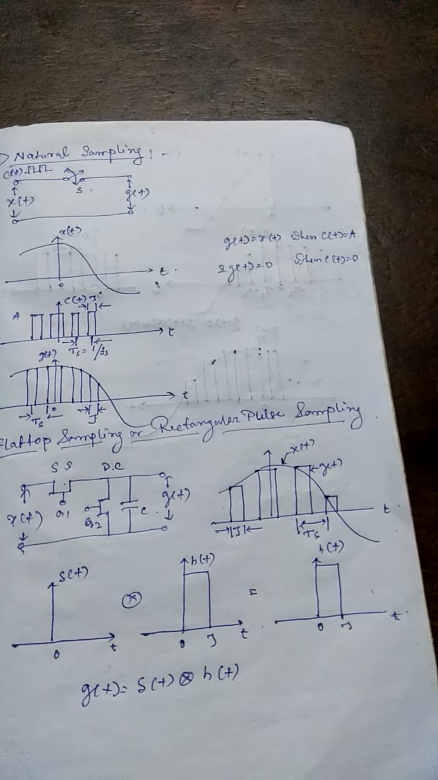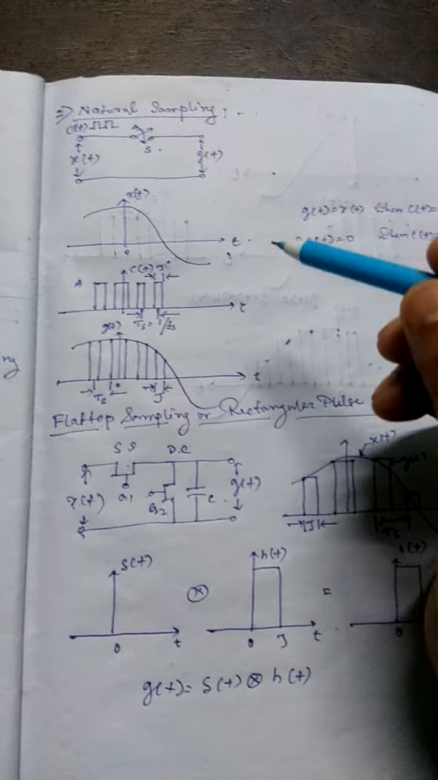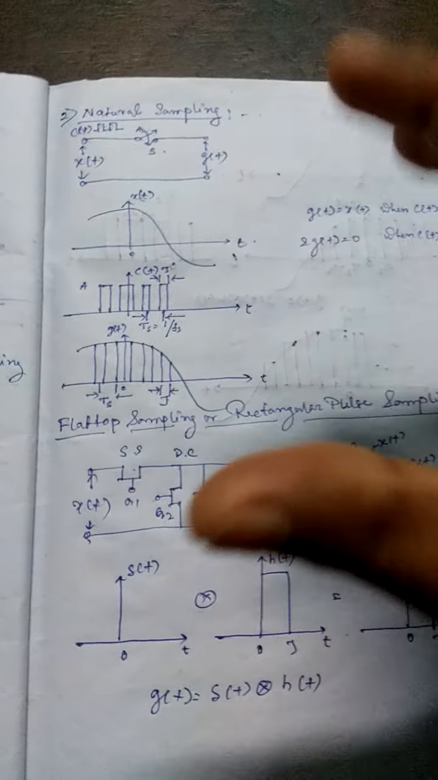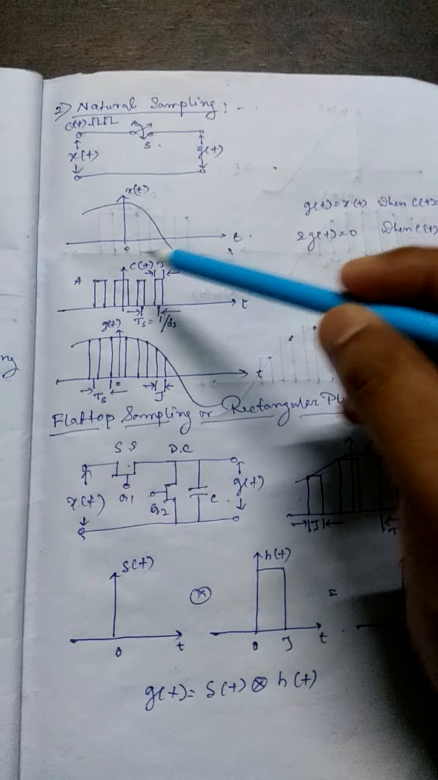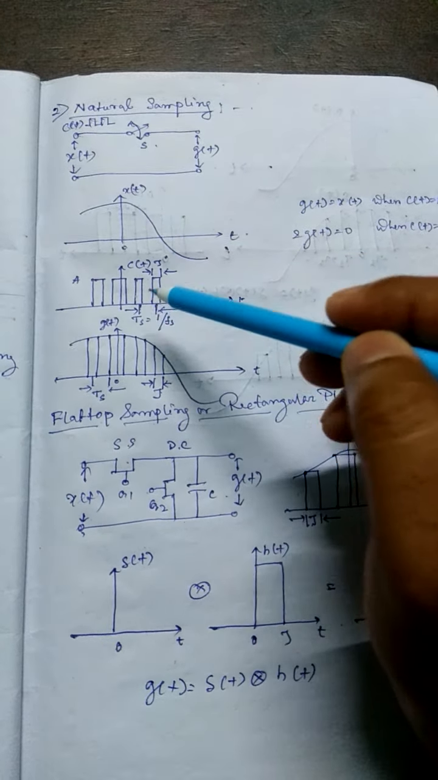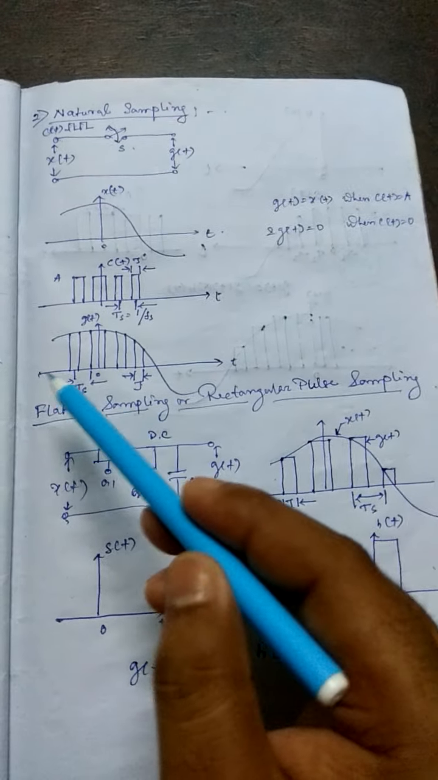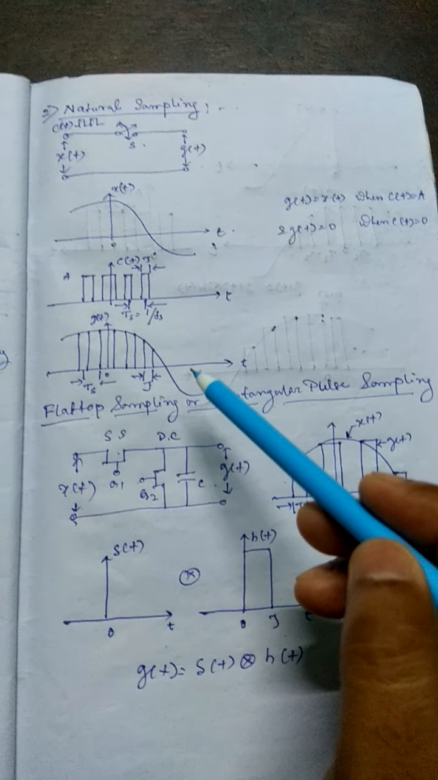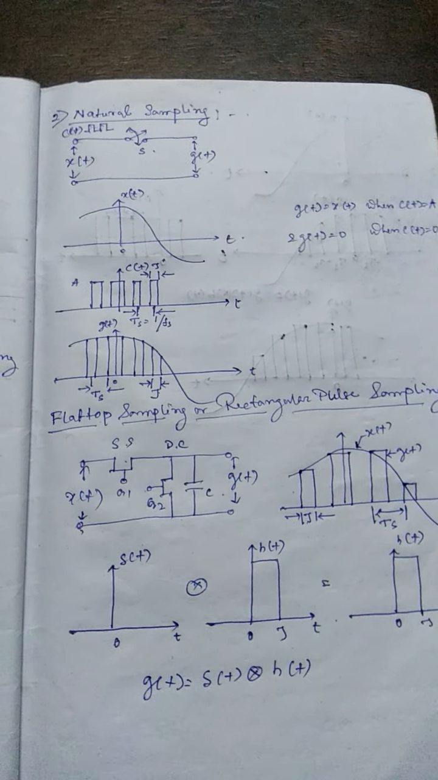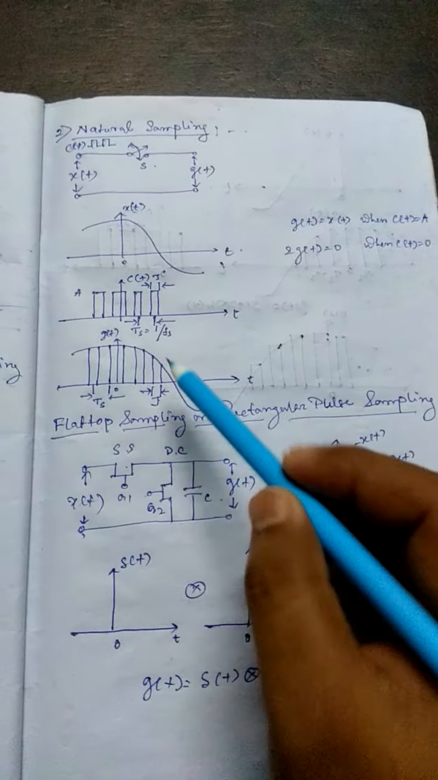Otherwise we say that the switch is off. Now if we concentrate on that particular diagram or particular output, that is the c(t), x(t), and that is the c(t). Now if we go into that, the outcome or output is the natural sampling output, or natural sampling waveform.